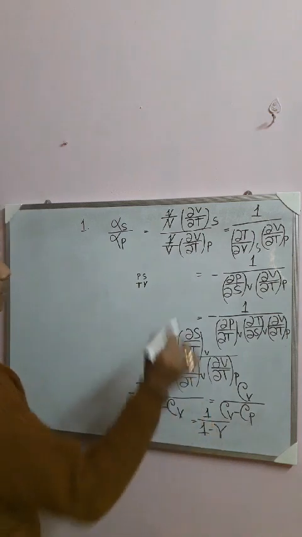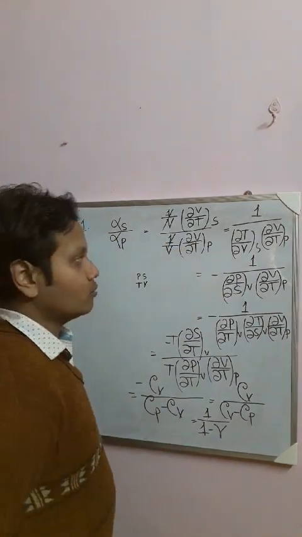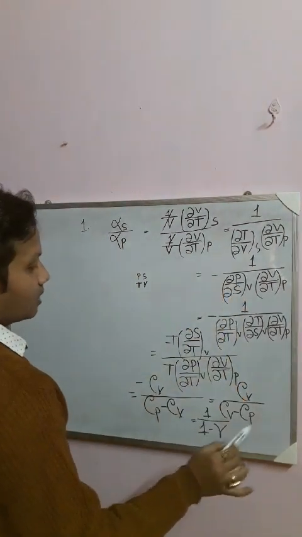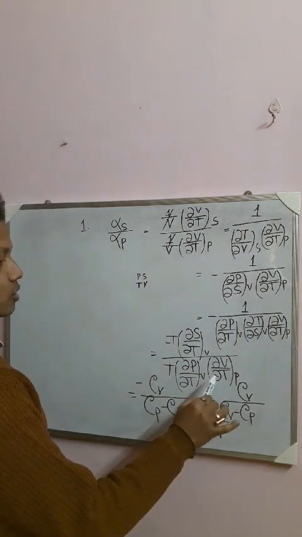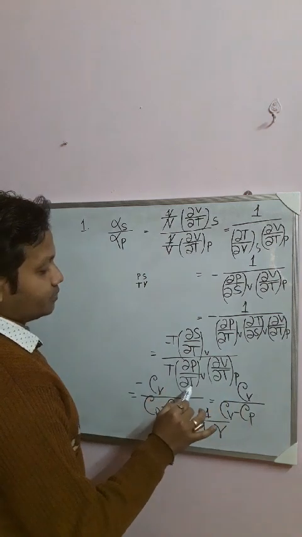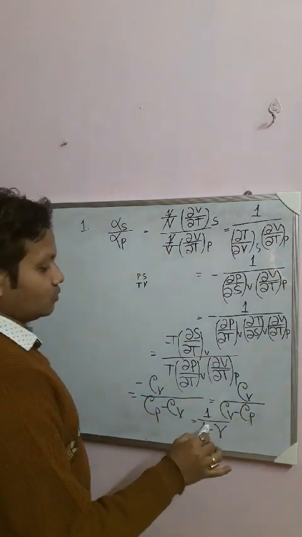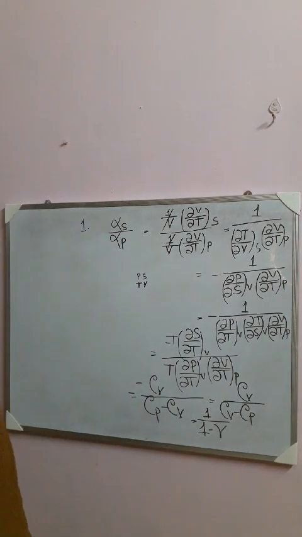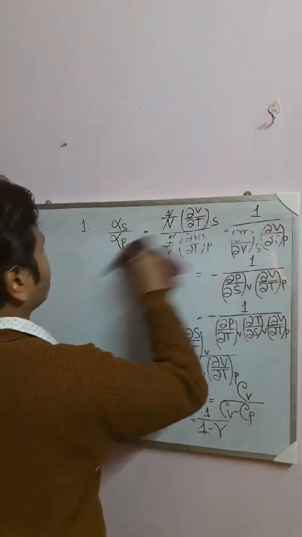So this is the ratio of adiabatic to isobaric volume expansivity, that can be written as 1 by 1 minus gamma. This relation we derived previously, that Cp minus Cv equals T into del P del T volume constant, del V del T pressure constant, that we can write as 1 by 1 minus gamma. So this is our first lecture.